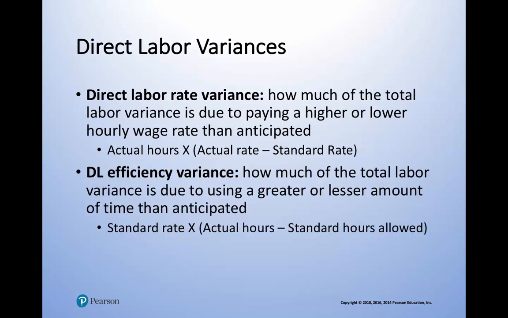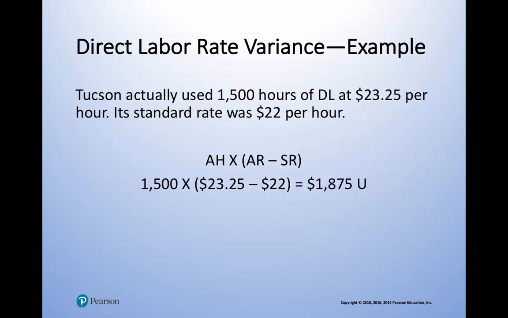Labor efficiency variance: how much of the total labor variance is due to using a greater or lesser amount of time than anticipated. So our LEV is our standard rate, parentheses, actual hours minus standard hours. You can see again, we have a variable outside of the brackets, and inside we have an actual minus a standard. If our answer is positive, it's unfavorable; negative, it's favorable. Here's where the examples use the formula, which is 100% how you should be doing these. It makes your life that much easier, and you want to keep doing it the same way over and over again.